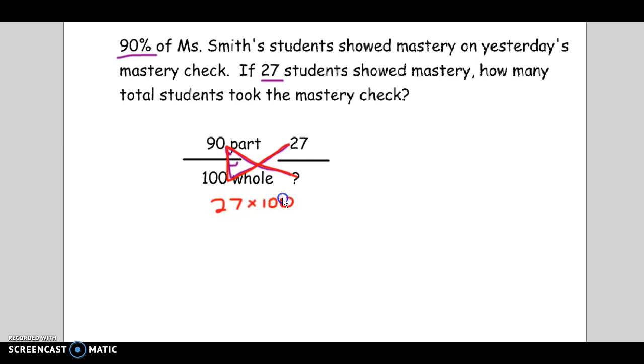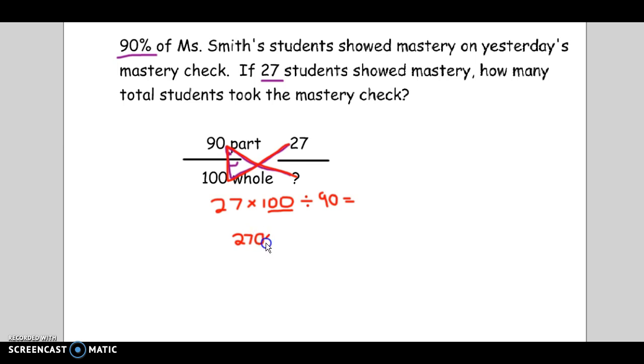All right, let's see what else we've got. This times this divided by this, so divided by 90. Equals this, so that will give us our answer. So 27 times 100, I know all I'm going to do is add these two zeros onto 27, so that actually gives me 2,700.